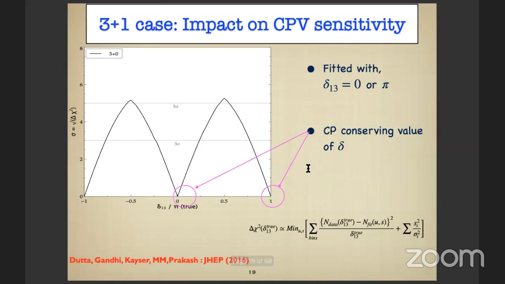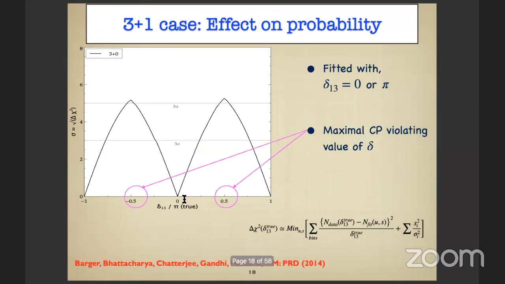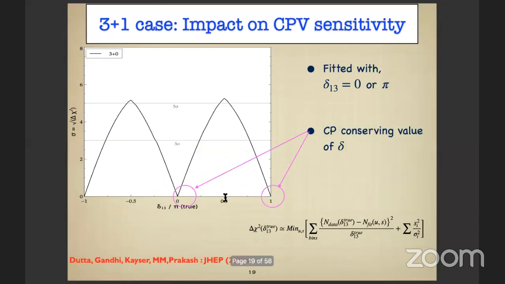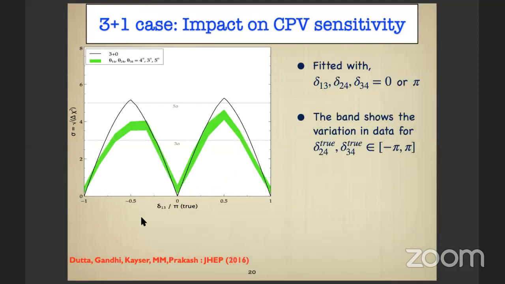So I have also pointed out here that the sensitivity is 0 at the CP conserving values and maximum at the CP violating values. This is still the standard 3 neutrino flavor case. Now we'll see how this sensitivity gets modified in the presence of one sterile neutrino. As usual, the black solid line is the previous 3+0 case, and in this green band I'm showing the sensitivity with these values of the mixing angle in the 3+1 scenario.